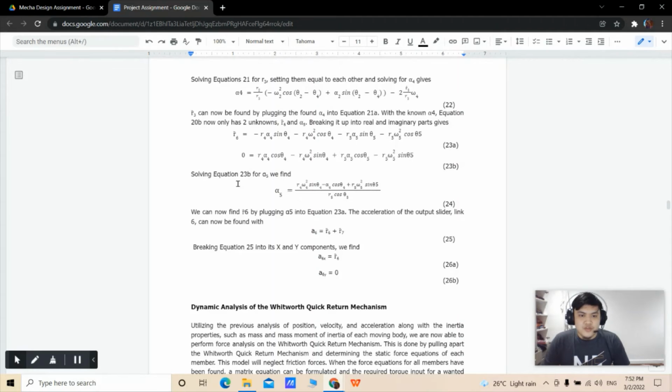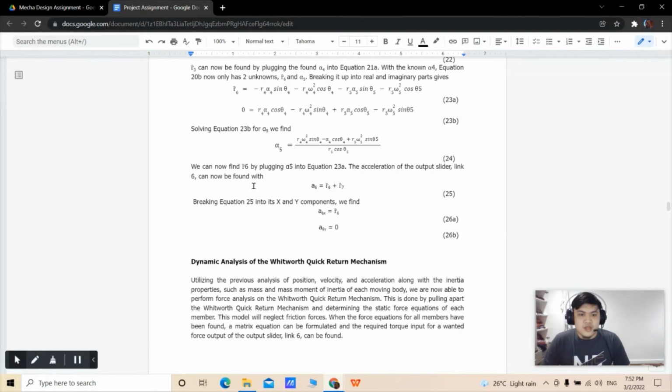Solving equation 23b for alpha 5, we will find equation 24 here. We can now find r double prime 6 by plugging the value of alpha 5 into equation 23a. The acceleration of the output slider link 6 can now be found using equation 25 here, where acceleration 6 is equal to r double prime 6 plus r double prime 7. Further breaking down equation 25 into its x and y components, we will find equations 26a and 26b here.